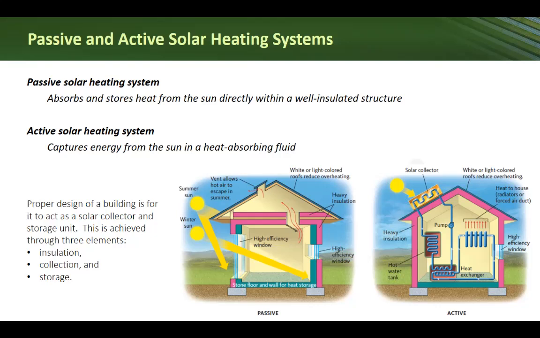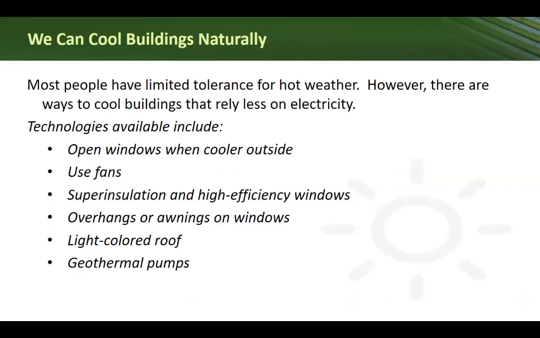And it's not just in terms of heating that we can go ahead and use our understanding of solar. We can also use this to cool buildings more naturally. Most people have limited tolerance for hot weather, but there are ways to cool buildings that rely less on electricity. Technology is currently available. Open a window, right? When it gets cooler outside, that cool air is going to come in. It's going to want to try and create equilibrium with the heat inside your house. So the house is going to drop down in temperature because it's got less air than the outside.